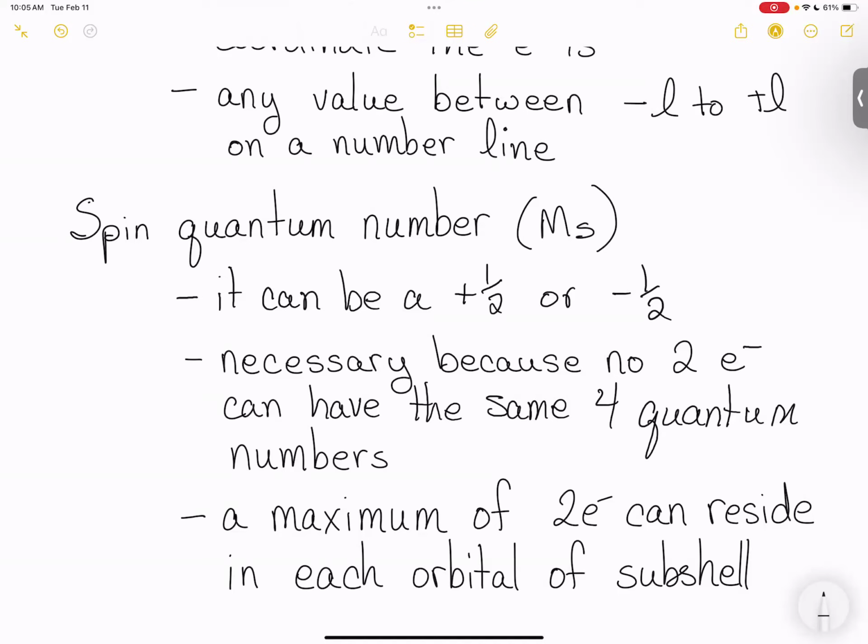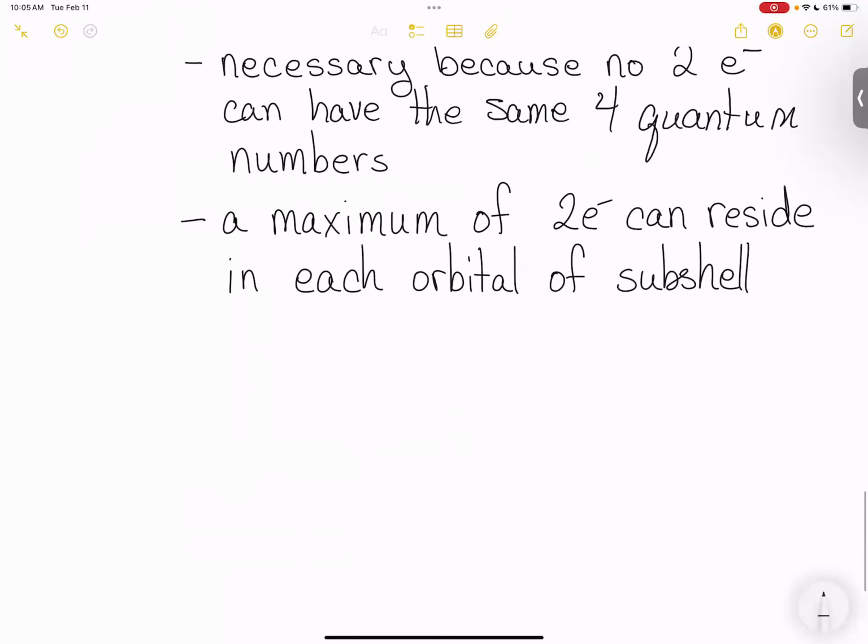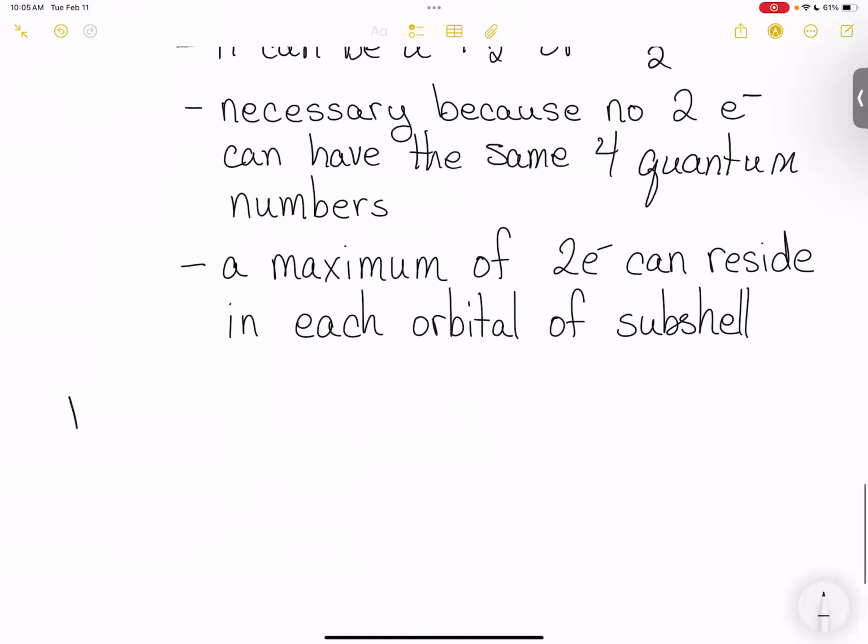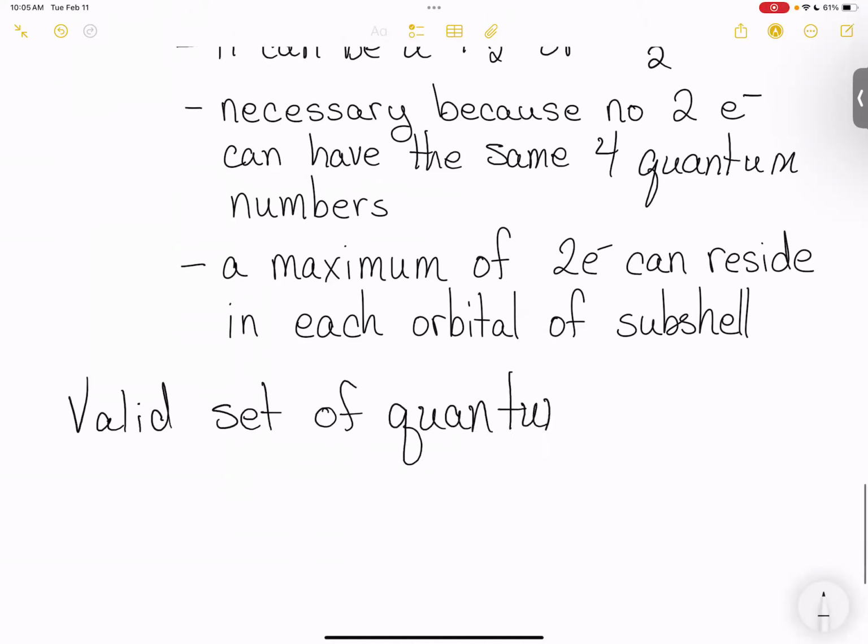And then I'm going to narrow it down further and say m sub s. Is it a plus 1/2 or a minus 1/2 spin? I'm narrowing it down to describe each and every electron. So for it to be a valid set of quantum numbers, they must follow the rules.